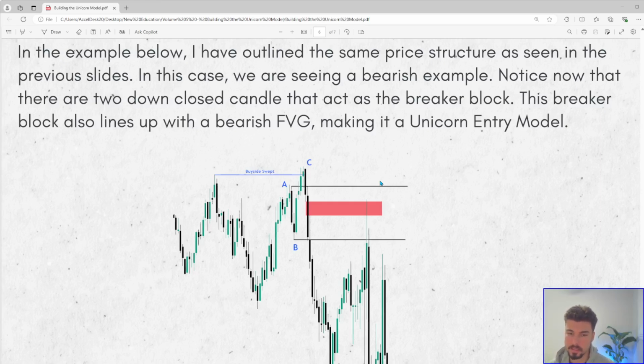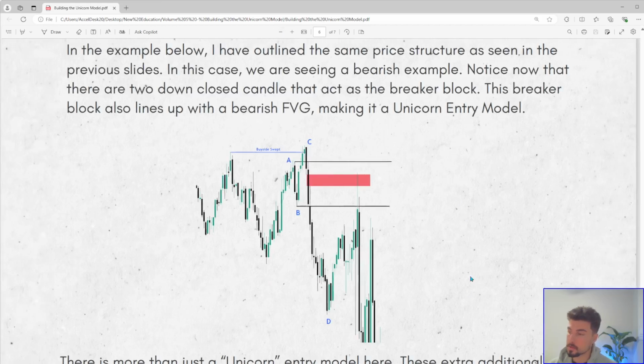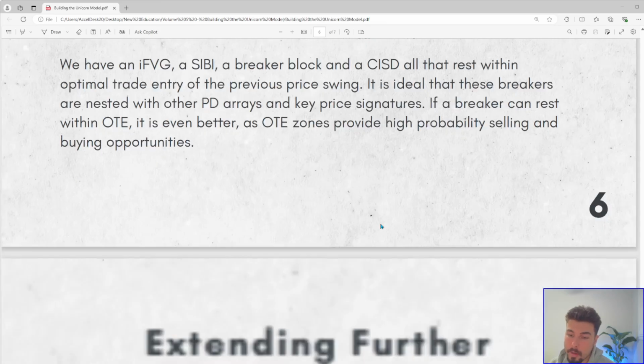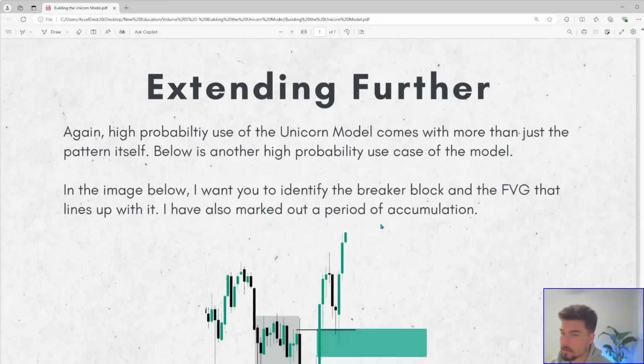So these are some little things that you should keep in mind. How you trade around these PD arrays tells you something. It's your decision how you manage your trade in terms of where you put your stop loss, which we're going to talk about in a further video. But these are some key price signatures that I personally look out for.